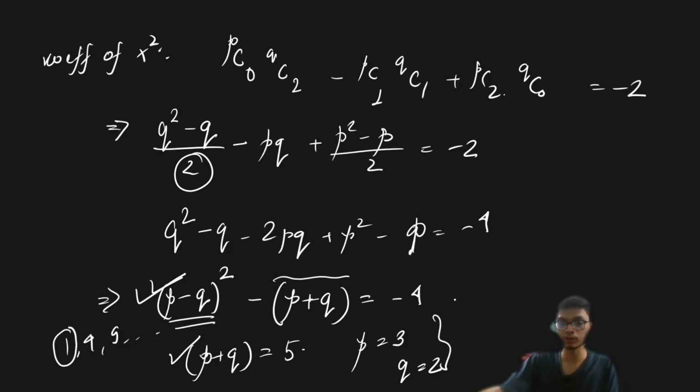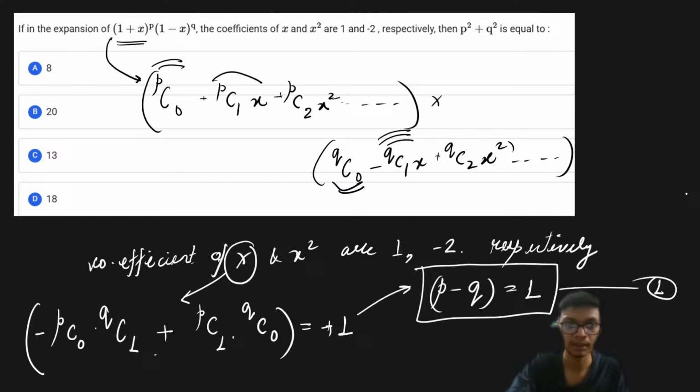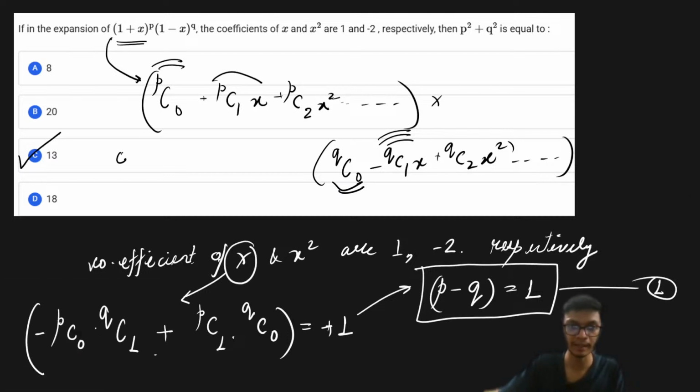So with this particular set of values of p and q, we'll find the value of p square plus q square is equal to 13. I hope this is clear. So from here, I'll have option number C as my correct answer for this particular problem. Please let me know if this is clear or not.